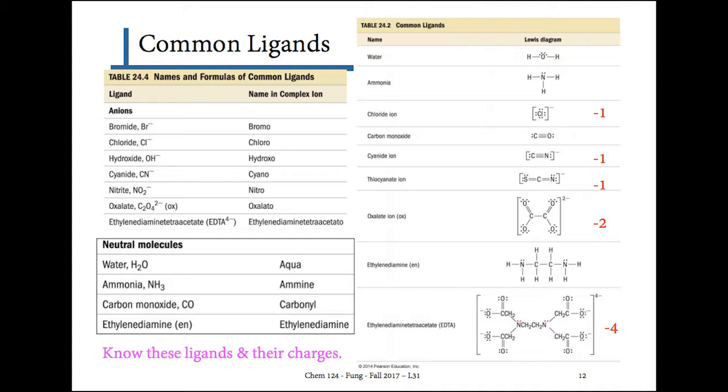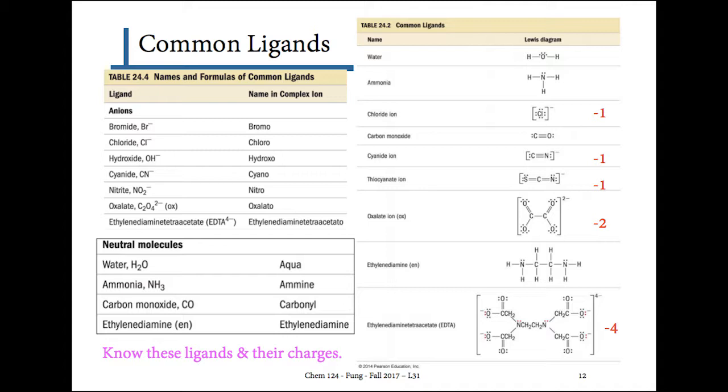And then there are a couple other ones that are very important for you to know, like water. Water is aqua, and it is a neutral molecule, so it has a charge of 0. Ammonia also has a charge of 0, as do carbon monoxide and ethylene diamine, also abbreviated as EN.